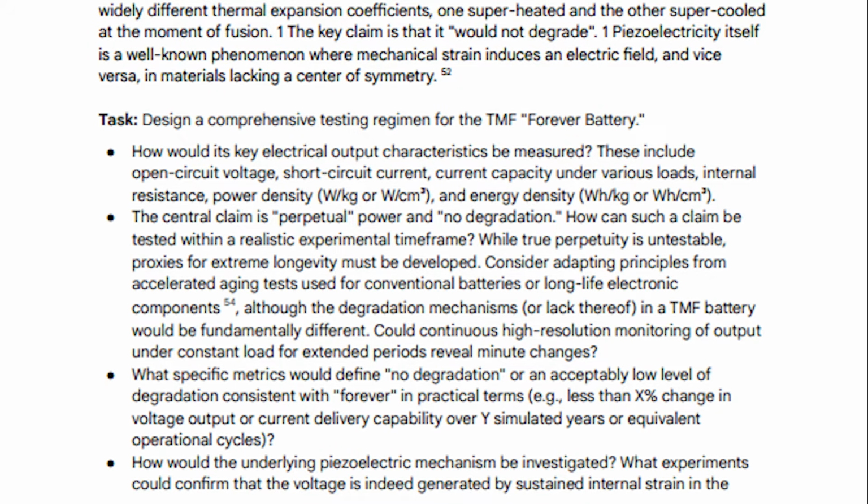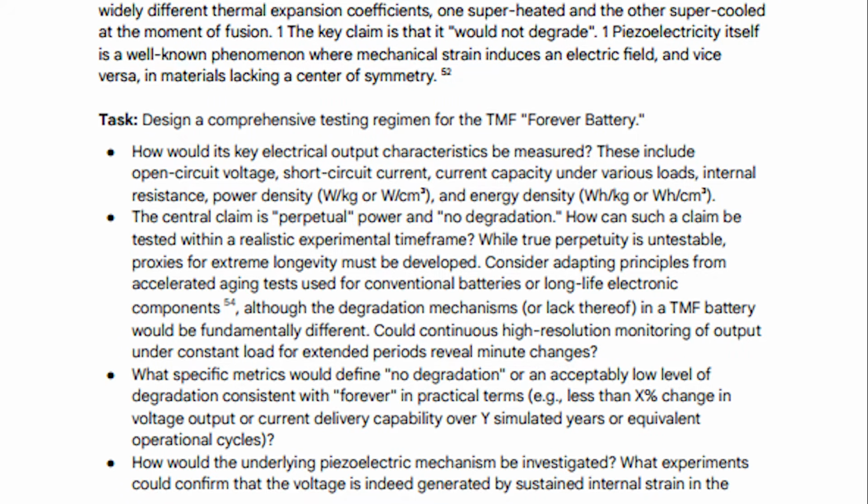The central claim is perpetual power and no degradation. How can such a claim be tested within a realistic experimental timeframe? While true perpetuity is untestable, proxies for extreme longevity must be developed. Consider adapting principles from accelerated aging tests used for conventional batteries or long-life electronic components, although the degradation mechanisms, or lack thereof, in a TMF battery would be fundamentally different.